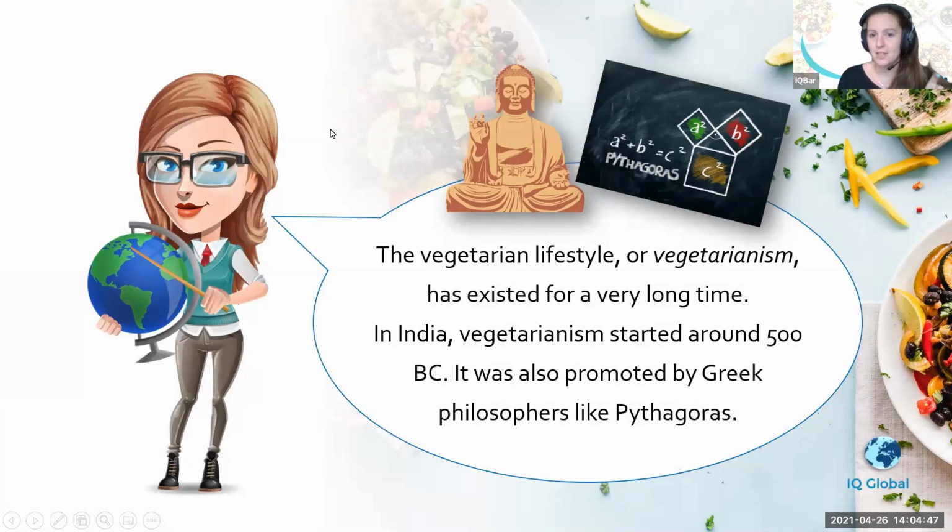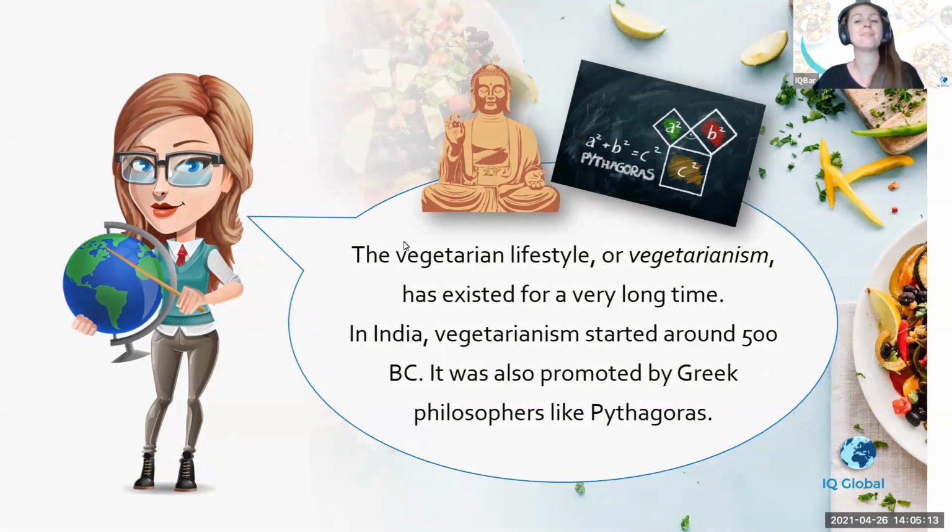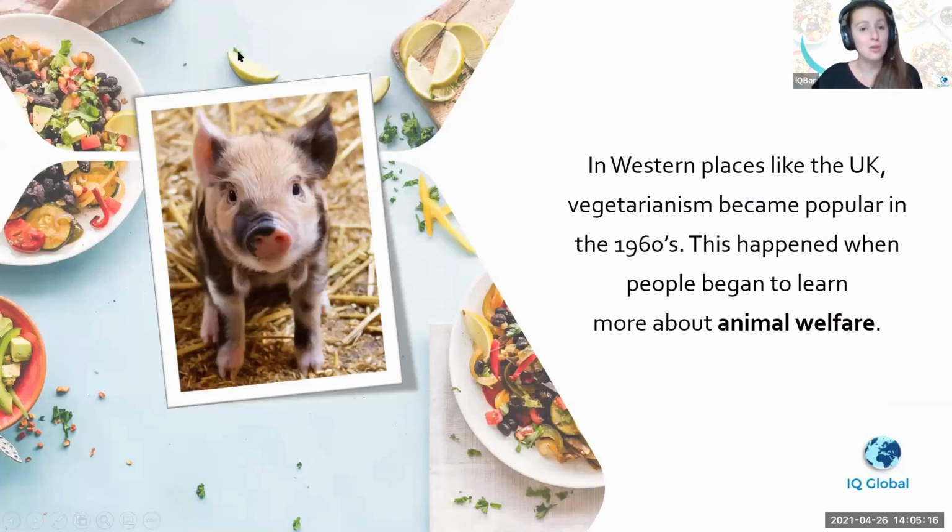So the vegetarian lifestyle, or vegetarianism, has existed for a very long time. In India, vegetarianism started around 500 BC. It was also promoted by Greek philosophers like Pythagoras. Interesting. So this concept of not eating meat has been around for a really, really long time. In Western places like the UK, vegetarianism became popular in the 1960s. This happened when people began to learn more about animal welfare. So that's when people started to realize more about the welfare of the animals.